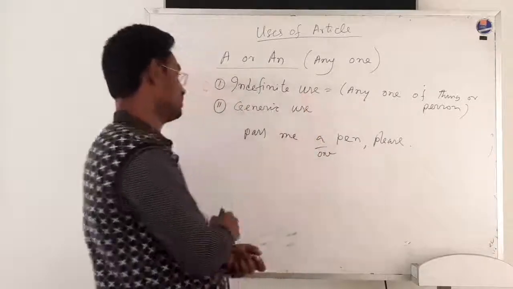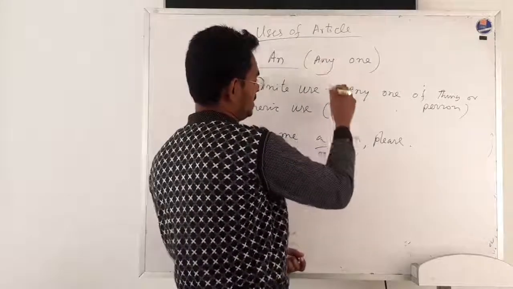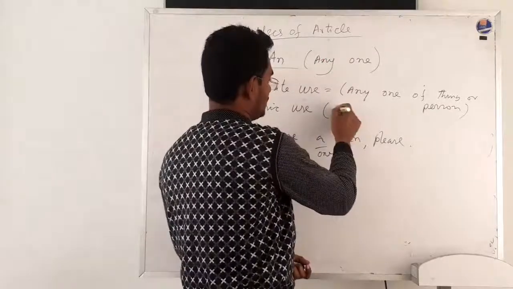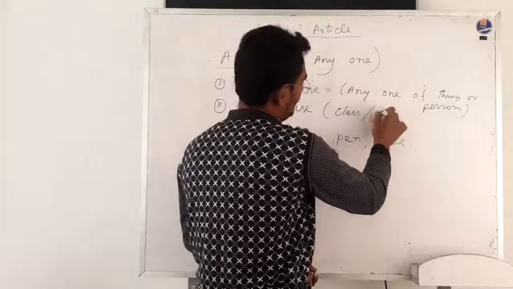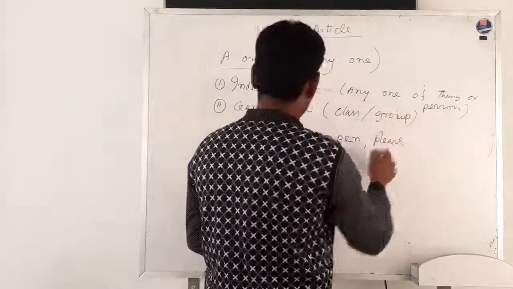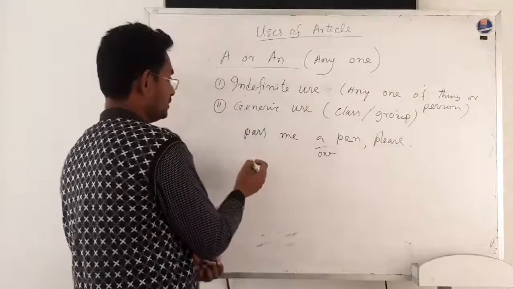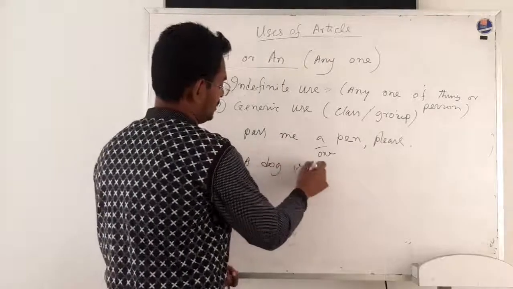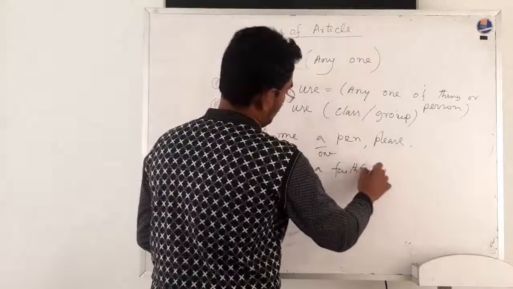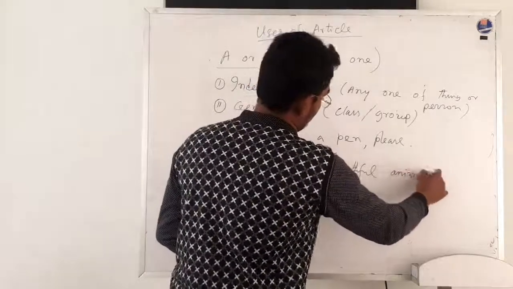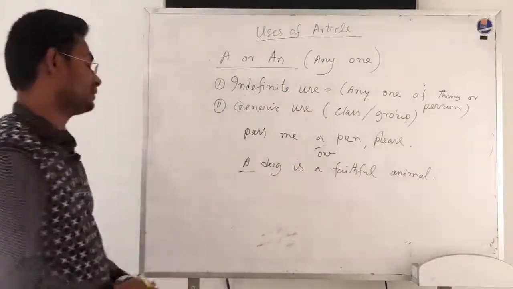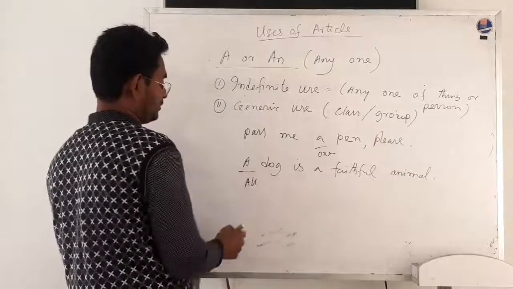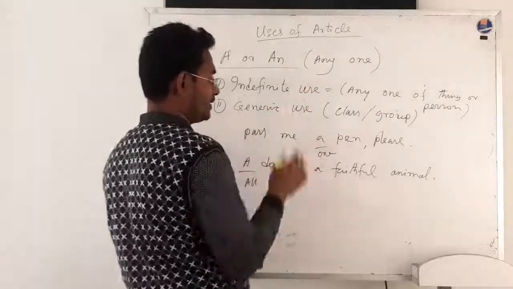Second, generic use. What is generic use? Already I have talked about generic use at the time of the uses of the. Generic means class or group. For example, a dog is a faithful animal. A dog is a faithful animal. So I have used a here. A here means all, not one.